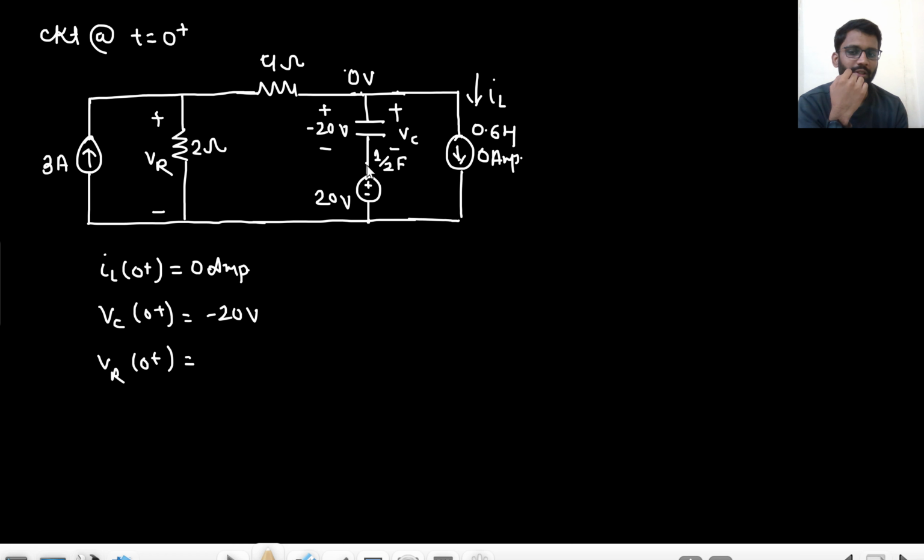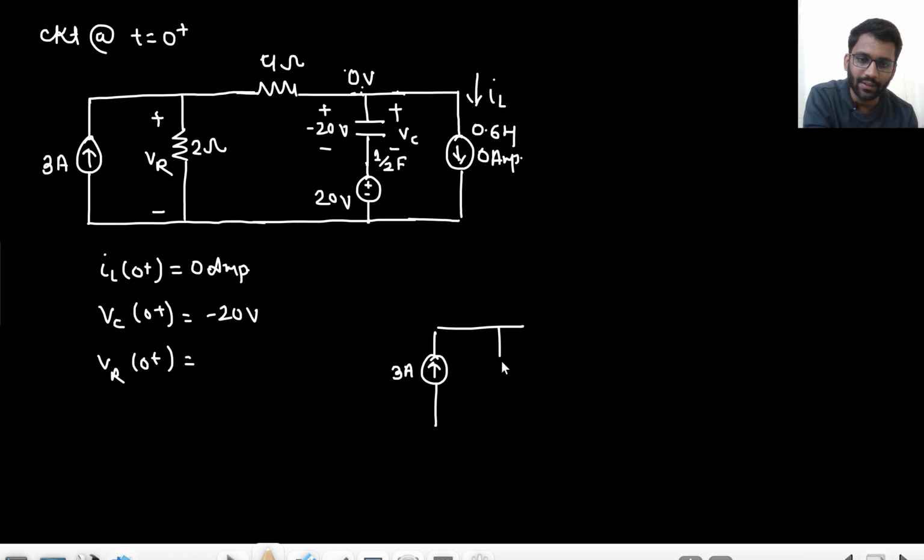This potential is 0, this potential is 20, this potential is 20 minus 20, that means 0 volt. So this 3 ampere current is getting divided into 2 and 4 ohm. One end of 2 ohm is connected to the 3 ampere current source, and one end of 4 ohm is connected to the 3 ampere current source. The other end of 4 ohm and 2 ohm is connected to ground, that means 0 volt. So basically this is the condition here at t equals to 0, that a 3 ampere current source is there.